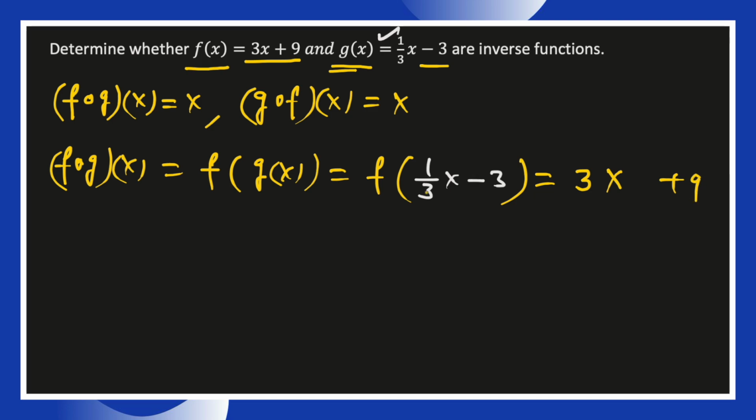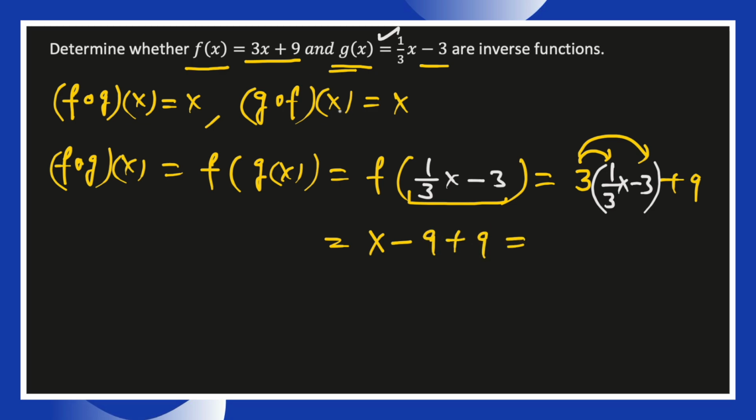Now, our new x is 1 over 3x minus 3. So what I'm going to do is simply delete this old x and replace it with the new x, which is 1 over 3x minus 3. Now, next step, we have to just simplify this. How do you simplify? Simply distribute this 3 to these two terms. When you multiply 3 with 1/3, it's 1, so it's 1x. And when you multiply 3 with negative 3, it's negative 9.